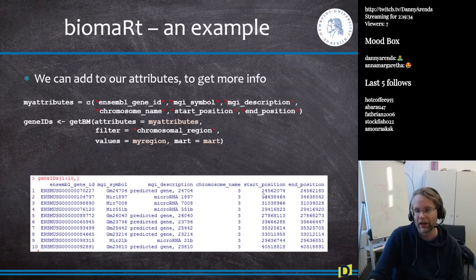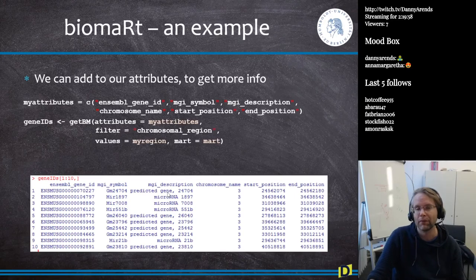So it tells me that at 24 megabases, there is a gene called GM24704, and this is a predicted gene. That's what GM stands for. And then we also have microRNAs, which are not really genes. So of course, we might want to focus a little bit, right? Because we don't really care about the microRNAs or the predicted genes.